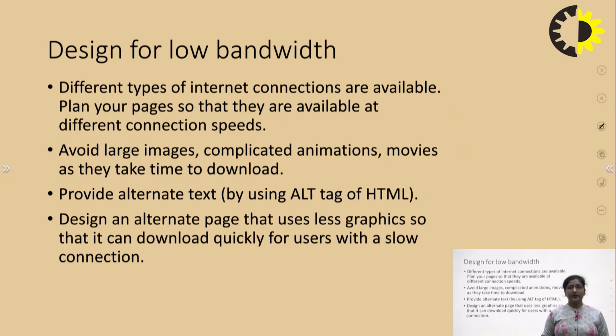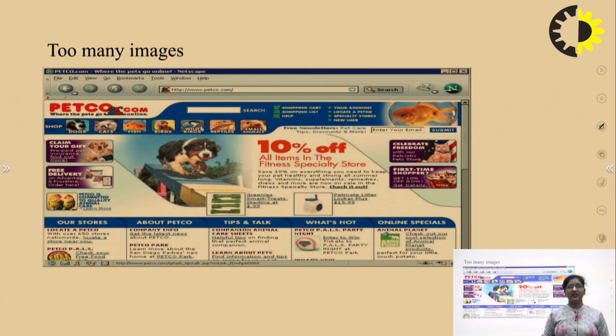Then we design an alternate page also, which will use fewer graphics. Suppose the need of the time is that my web page requires lots of graphics, but due to low bandwidth, that page is not able to load on systems which have low bandwidth. So I have to design an alternate web page also, which will use fewer graphics. Like in this example, we have lots and lots of images. People who have higher bandwidth will be able to get this web page easily. But the people who have low bandwidth will not be able to load all these images properly. So, I have to provide another page for that.